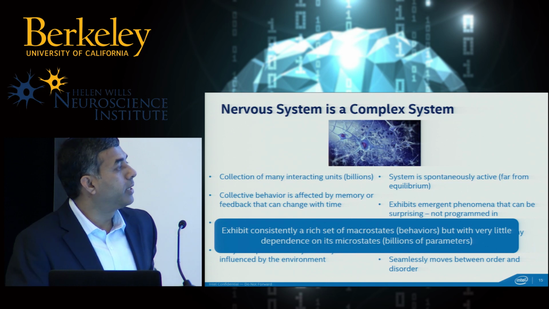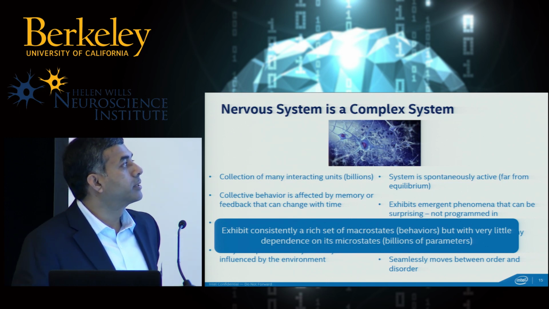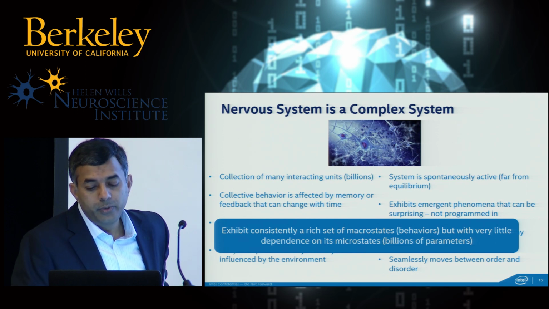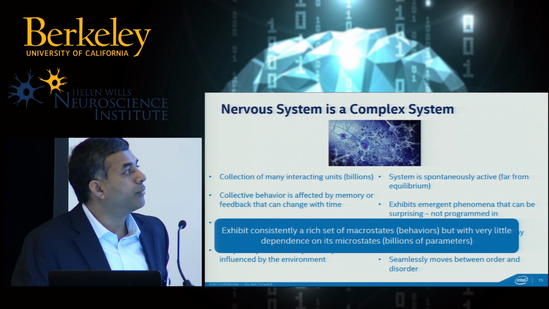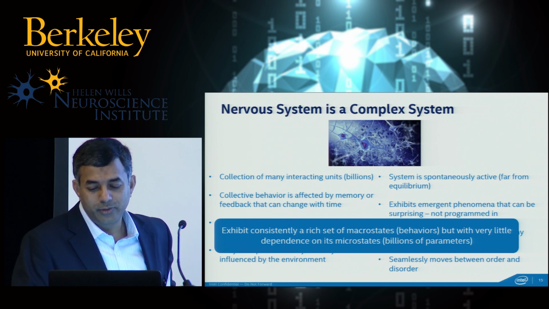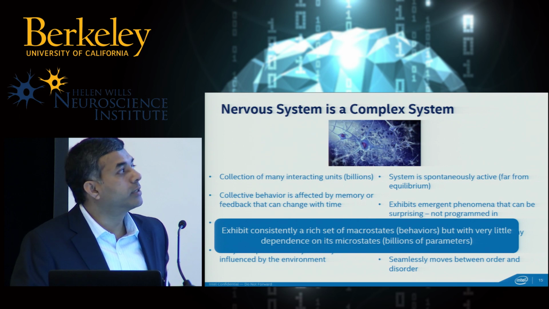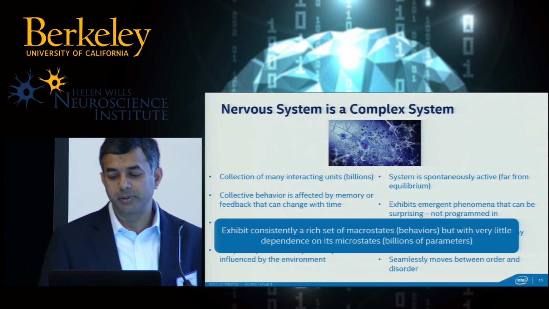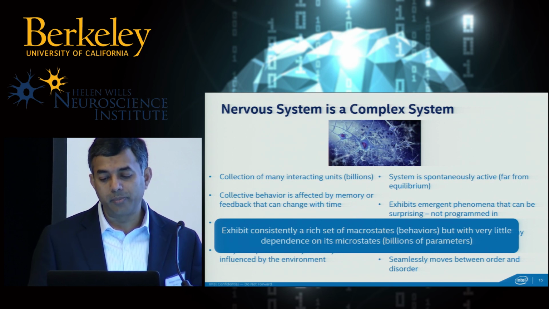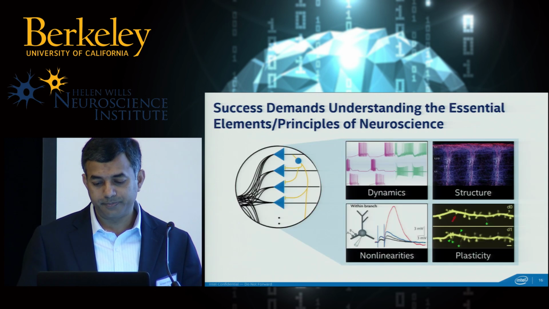And the big takeaway here is that it exhibits consistently a rich set of macro states, behaviors, but with very little dependence on its microstates or billions of parameters. Specifically, if we were to actually sit and tune our neuronal parameters to behave in a reliable way, we would be out of luck. We would not survive at all. So the question is, how does this self-organization happen in order to realize consistently a rich set of macro states or behaviors from a bewilderingly complex space of microstates?